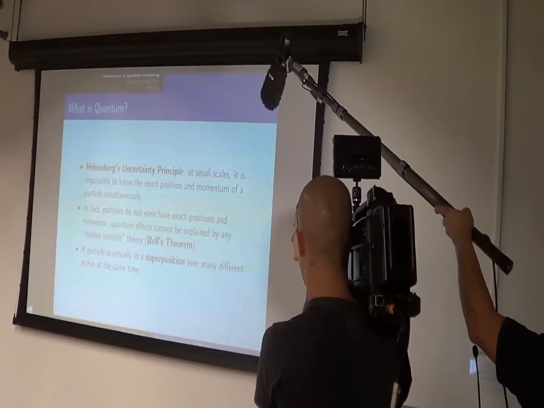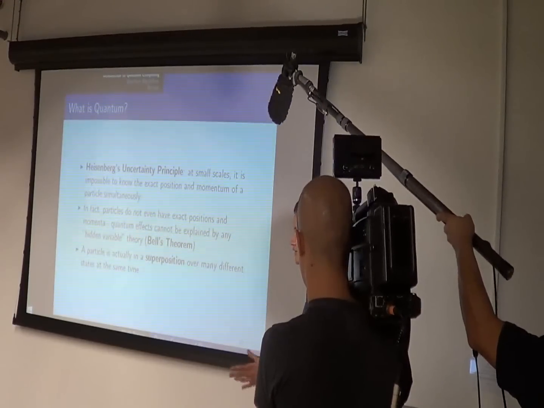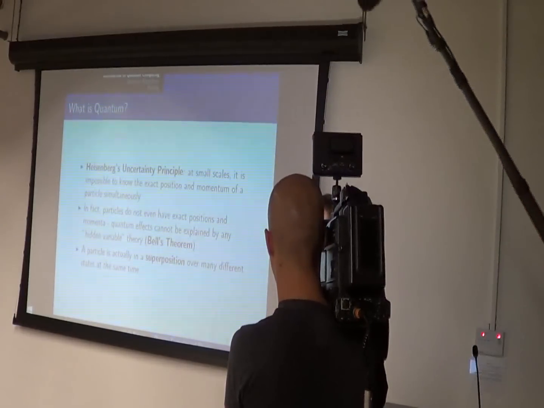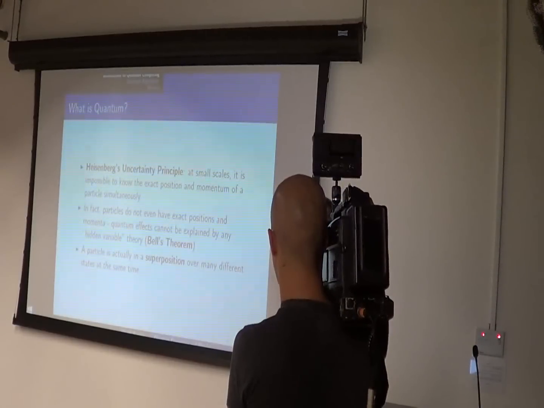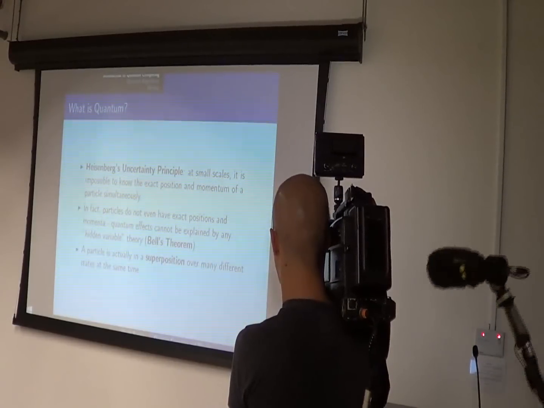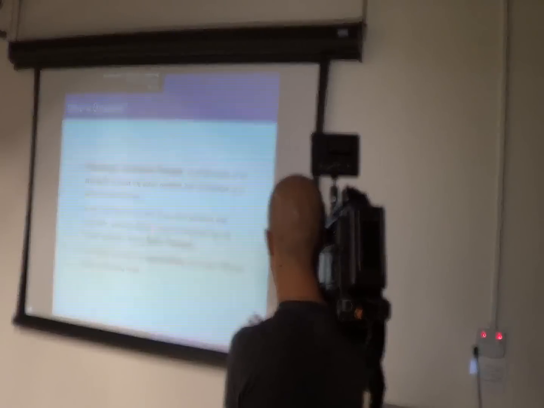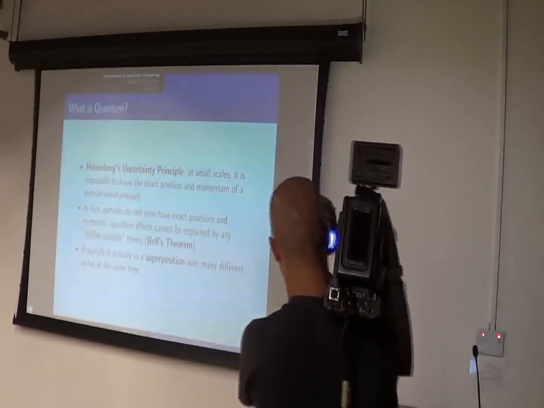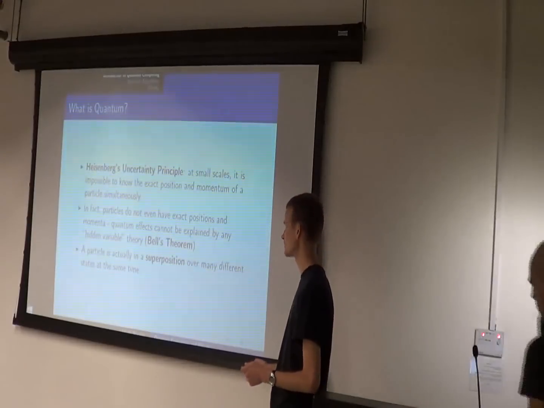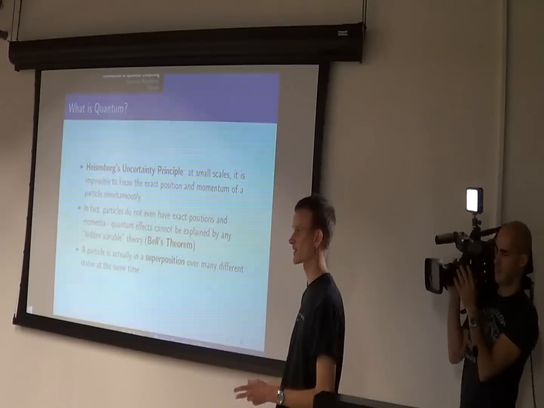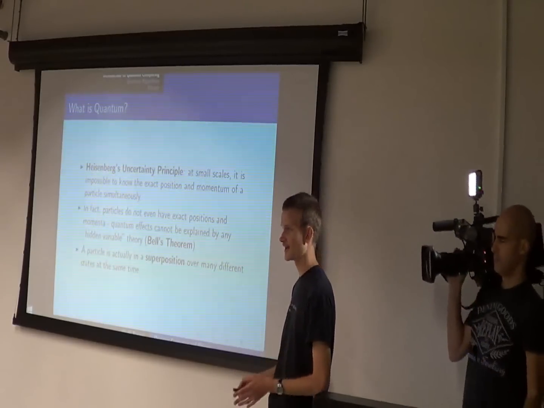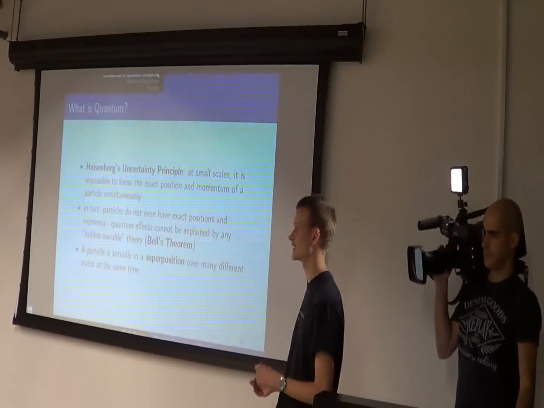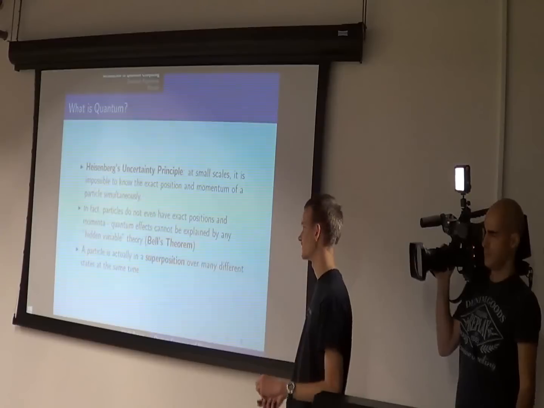And in fact, here's a more recent finding. Now, at first, when we discovered this, physicists thought that particles still do have some position and some momentum, like they have to, but we just can't measure it. As it turns out, particles do not even have an exact position and an exact momentum, so an exact velocity. There's a theorem called Bell's theorem, which uses some clever math to show that the effects of quantum physics cannot be explained by any kind of hidden variable theory.